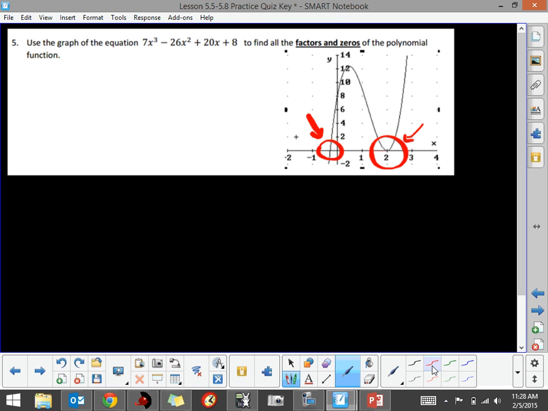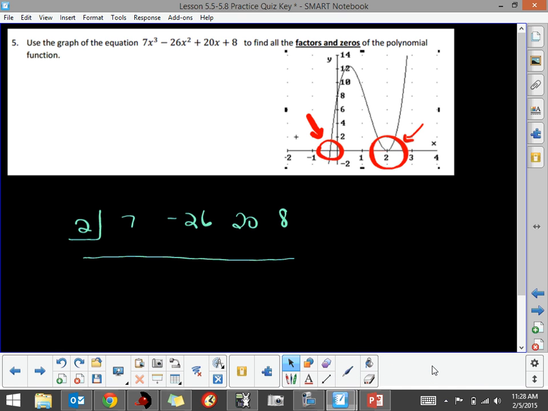So what we want to do is divide by 2. That's our zero. We divide it into the coefficients of 7, -26, 20, and 8. When we divide by 2, if our graph is telling us the truth here, then we should get a remainder of 0. So we'll drop down our 7. 2 times 7 is 14. 14 and -26 is -12. 2 times -12 is -24. Add them together gives you -4. 2 times -4 is -8, and we get a remainder of 0.